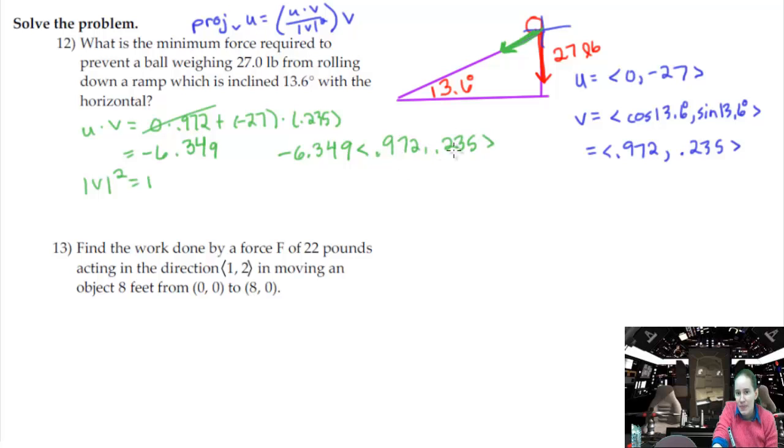And so we just need to distribute negative 6.349 into our vector. That's negative 6.171 for our x component, and that's negative 1.492.